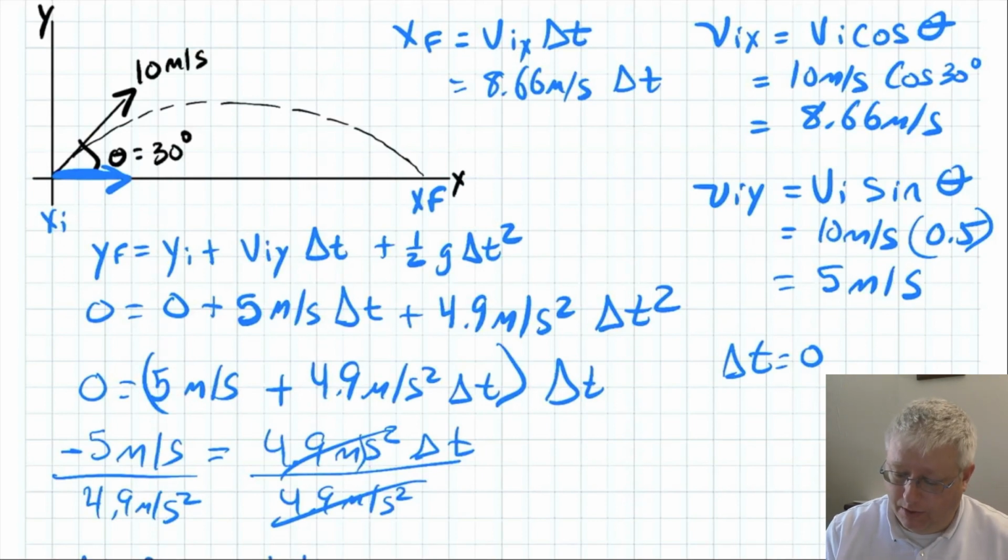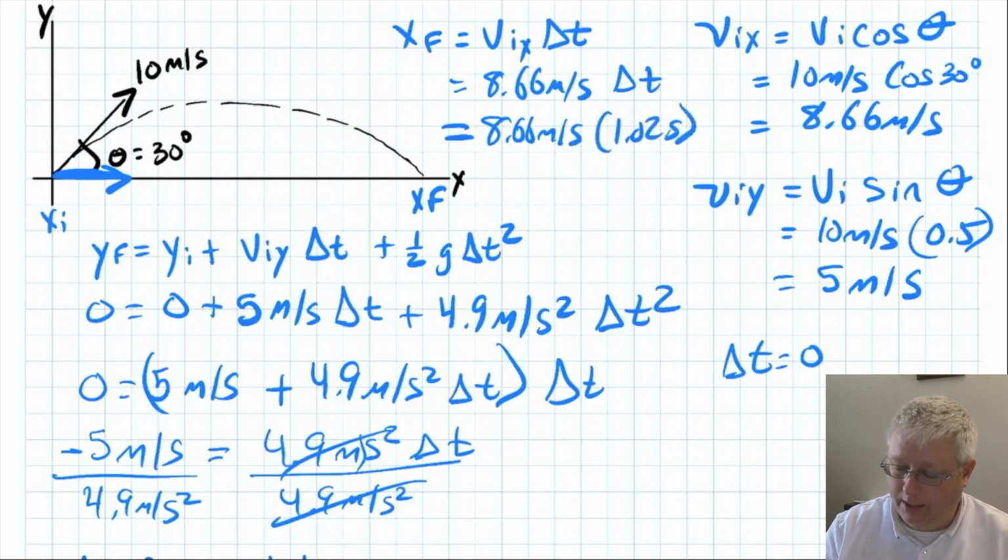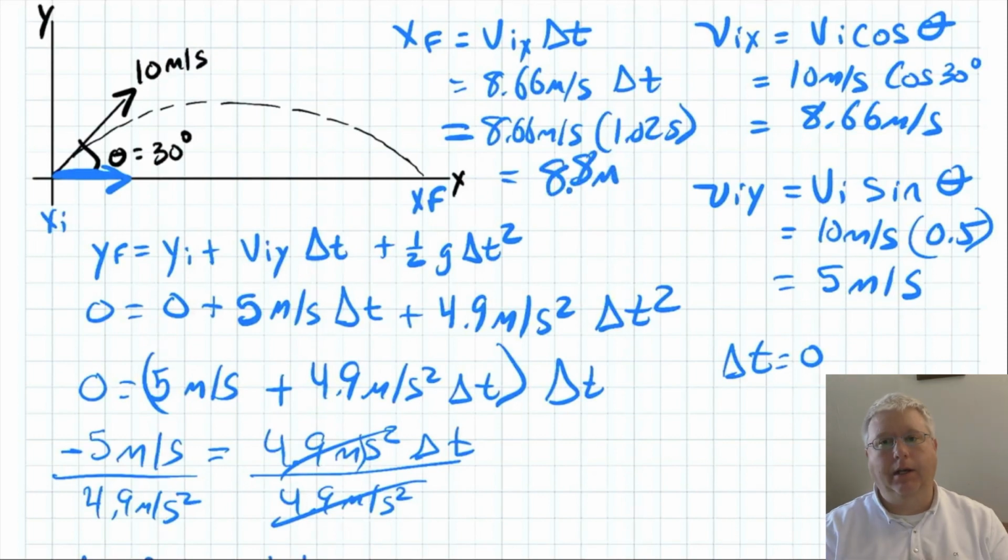All right, so we'll plug that back in up here. The 8.66 meters per second times the time interval of 1.02 seconds. All right, our seconds will cancel out, and we're left with 8.66 times 1.02 meters, and it's about 8.8 meters is how far it traveled.